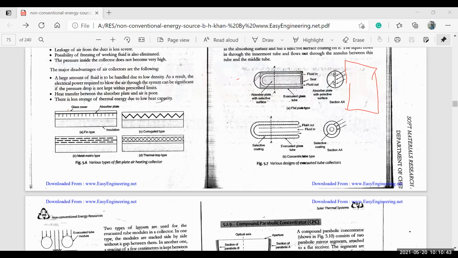So there is not only one tube, there are multiple tubes. In all, these features are assigned. Another is like this. This is your glass tube. Here the fluid in is at one particular point at the center, and out is from two sides.